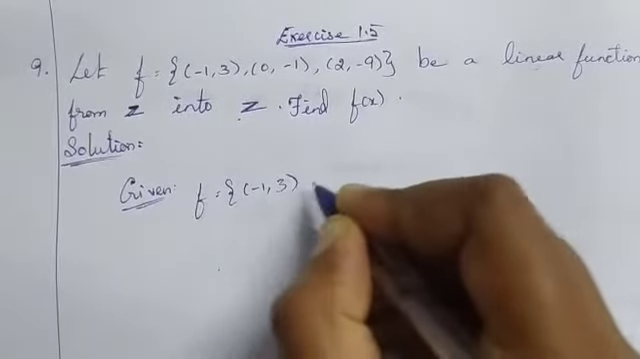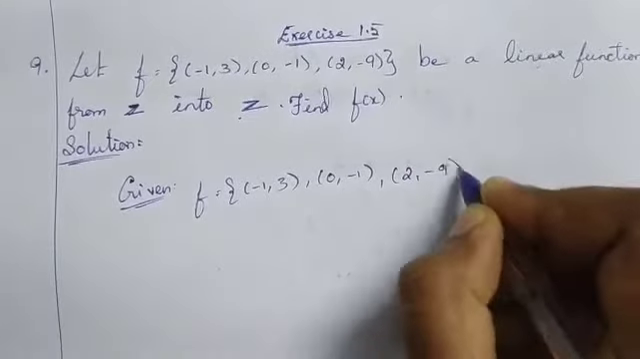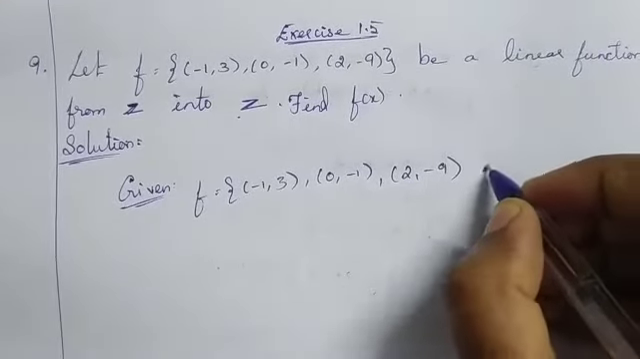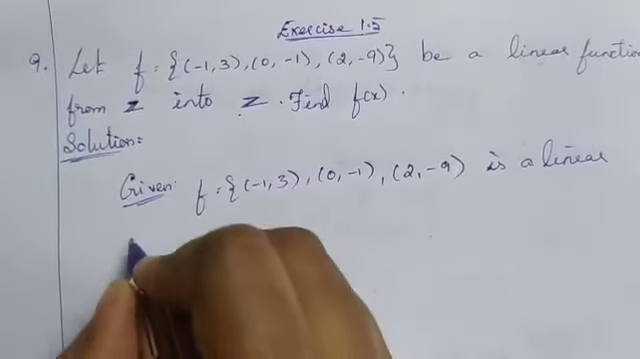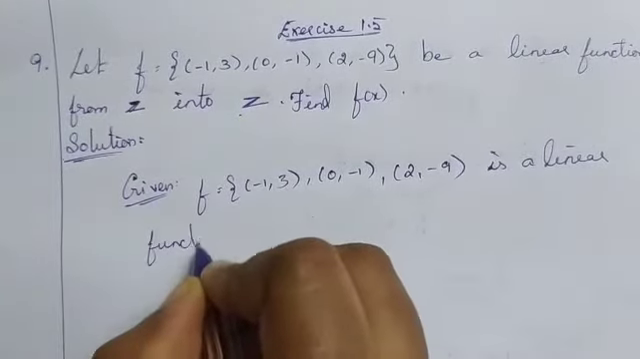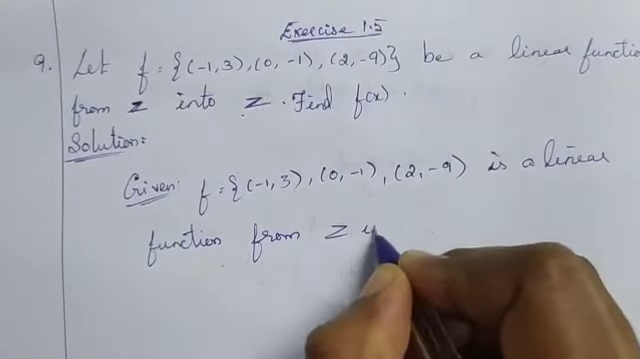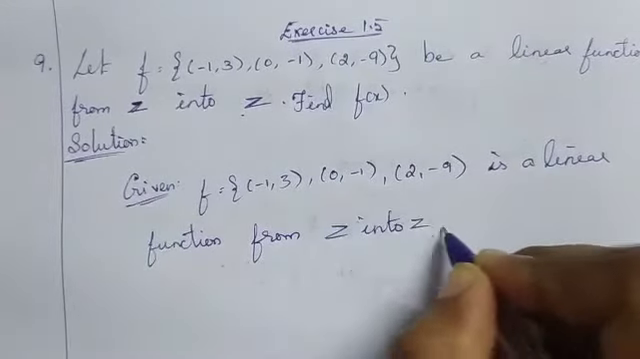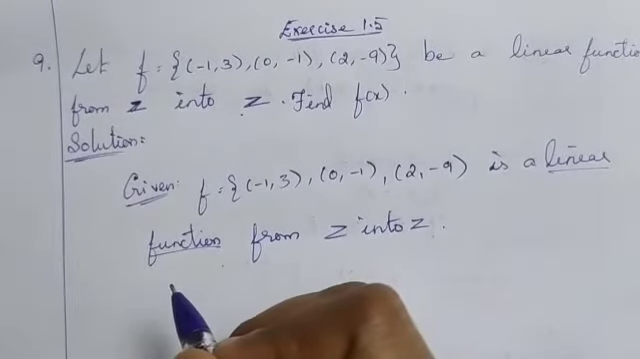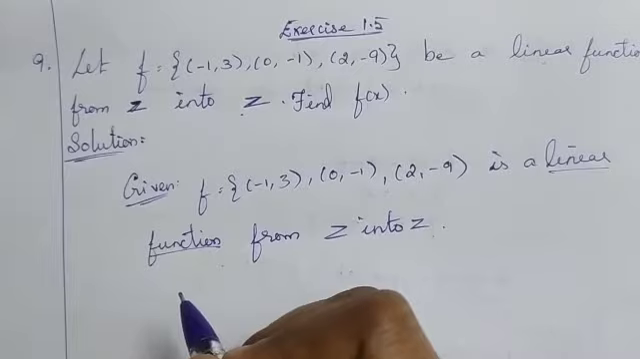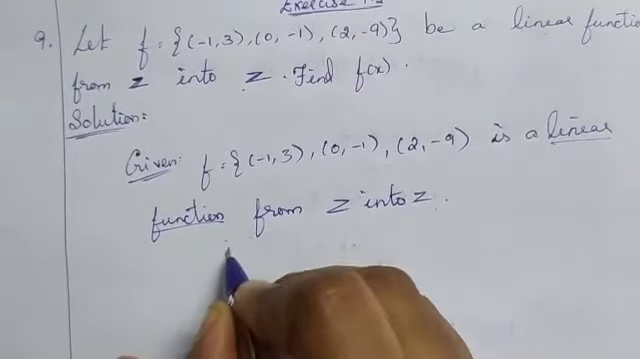Exercise 1.5, ninth question. Write the given f is equal to {(-1, 3), (0, -1), (2, -9)} is a linear function from Z into Z. What is the meaning of a linear function? Its degree is 1. You can take a linear equation.